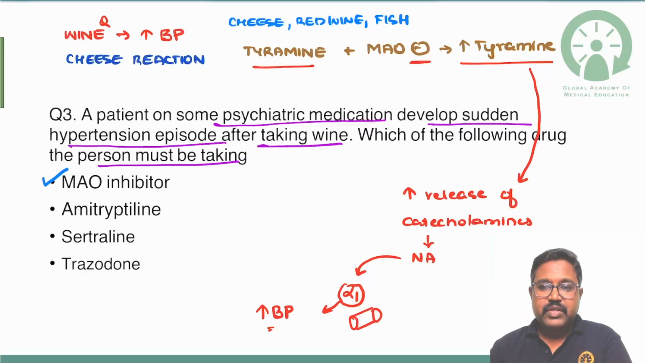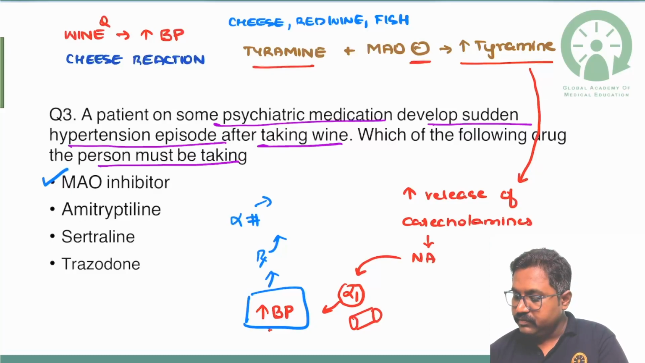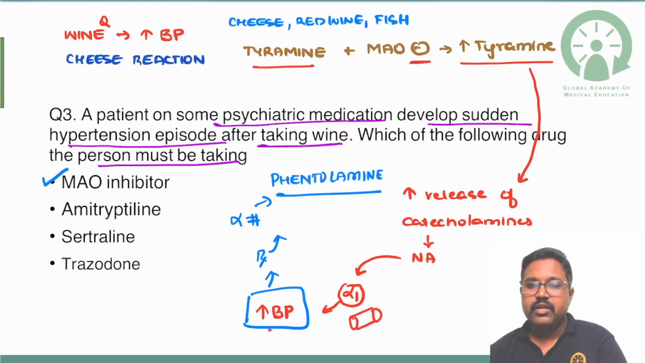So what is the treatment for the cheese reaction? How to treat it? You can treat it with the help of alpha blockers. So you can go with phentolamine. Phentolamine will be the drug of choice for the cheese reaction.